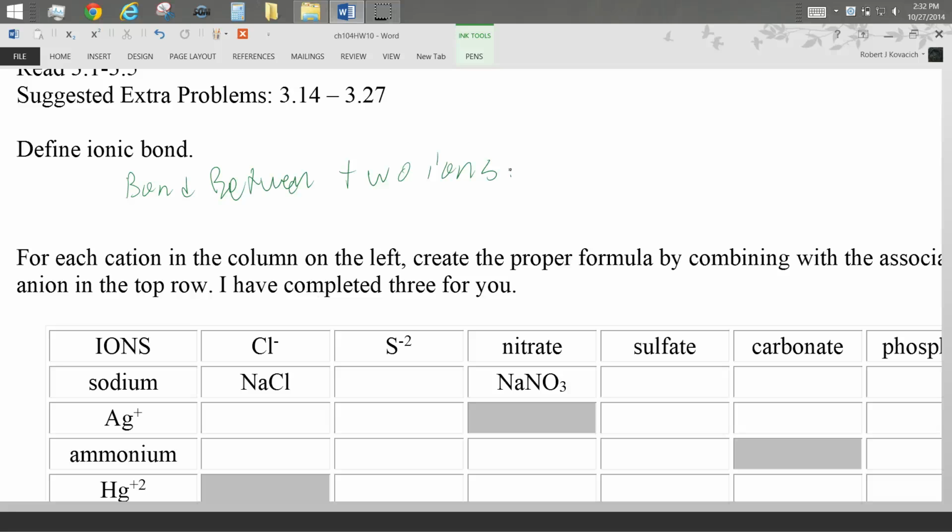So it just needs to say. Does it have to say for its final charges? No, it doesn't, because you could have an ionic bond between two substances that still gives you an ion.